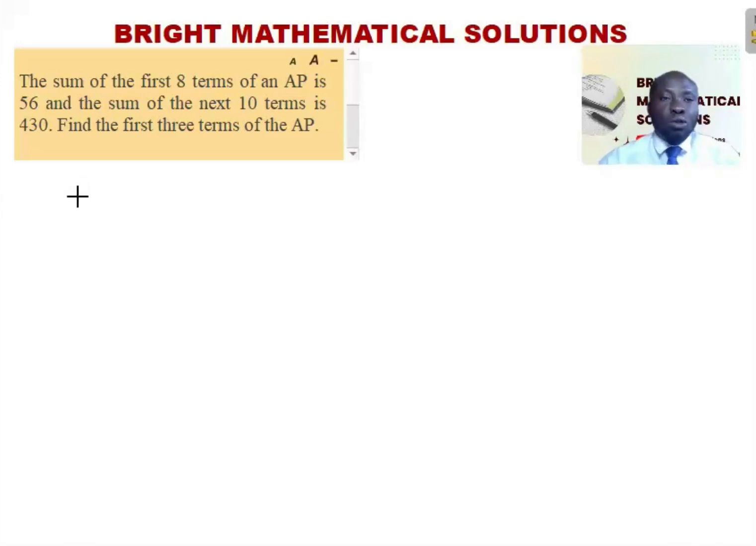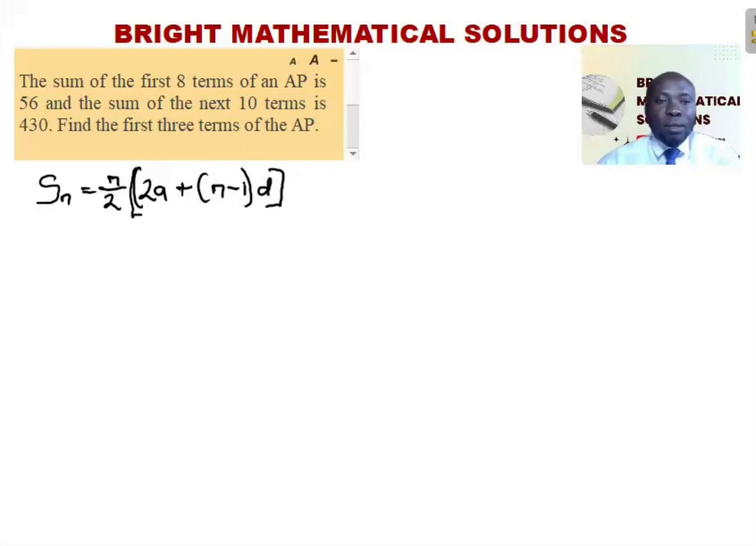The first thing to do is to write out the formula for the sum of an AP. The formula says Sn equals n over 2 into bracket 2a plus (n minus 1)d. Sn is the sum of the AP, n is the number of terms, a is the first term, d is the common difference.